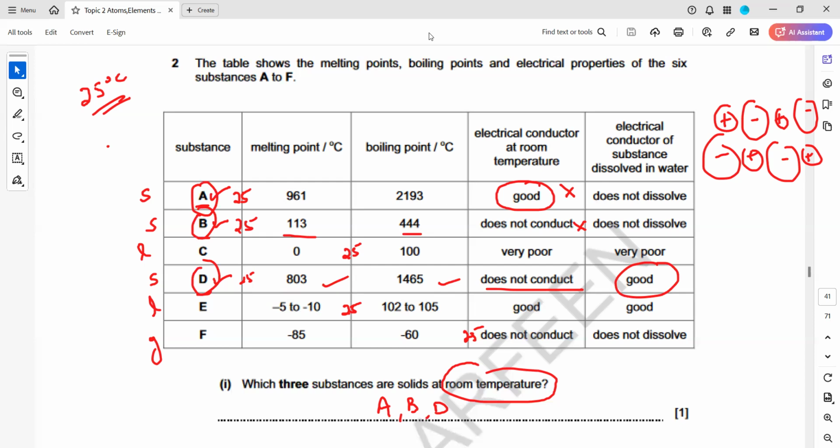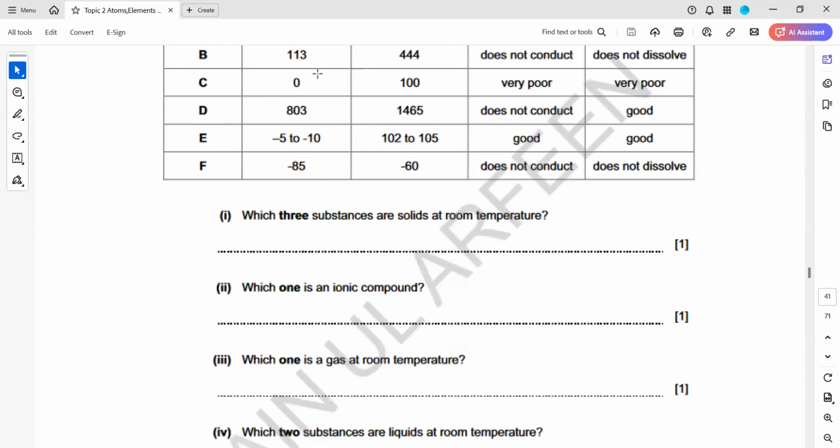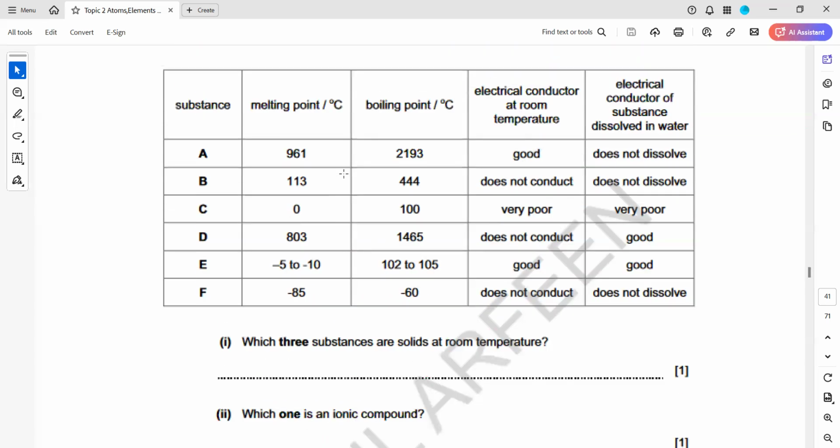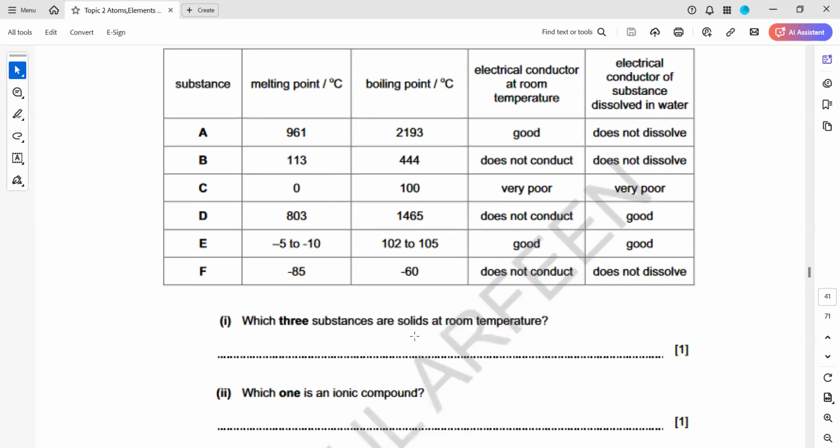So the correct answer for this one is D. Which one is a gas at room temperature? Yes. Sir, there is a lot. No, there is F only. It's E. Sir, E, right?